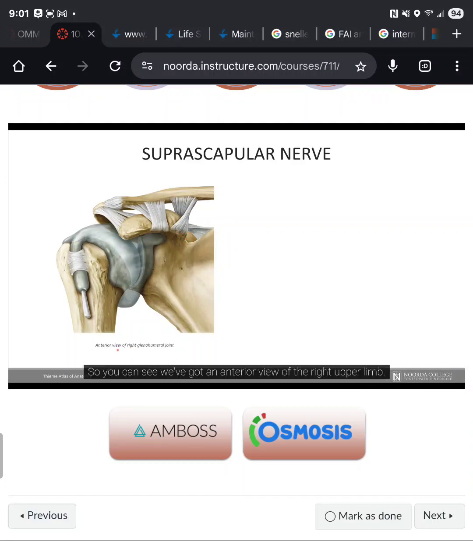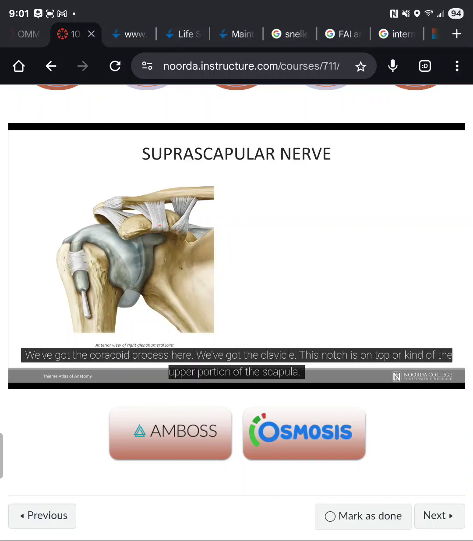So you can see we've got an anterior view of the right upper limb. We've got the coracoid process here. We've got the clavicle. This notch is on top or kind of the upper portion of the scapula. So we call it the suprascapular notch. So the nerve that goes through there is the suprascapular nerve, and that's why it gets its name.